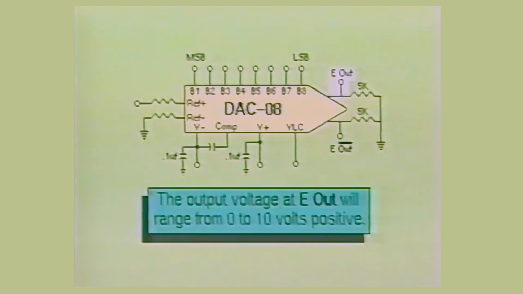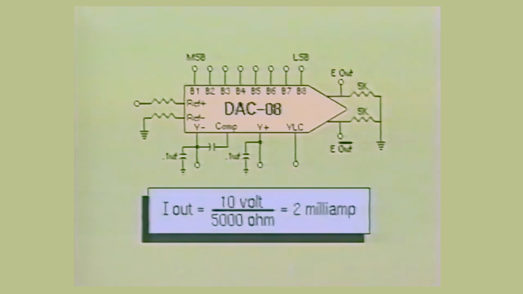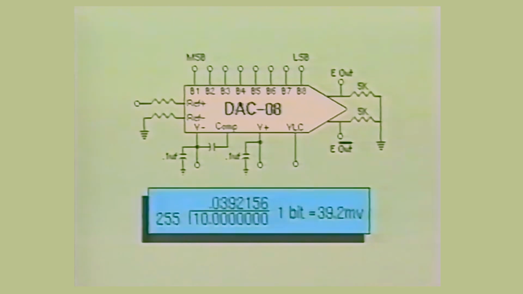To better illustrate how this circuit works, we will assume that the DA converter device has an output which varies from 0 to 10 volts full scale. The output current must therefore be 2 milliamps. This was calculated by dividing the output pull-down resistor value into the full-scale voltage of the device, which was stated as being 10 volts. With an 8-bit input, there are 256 individual binary increments available with this device.